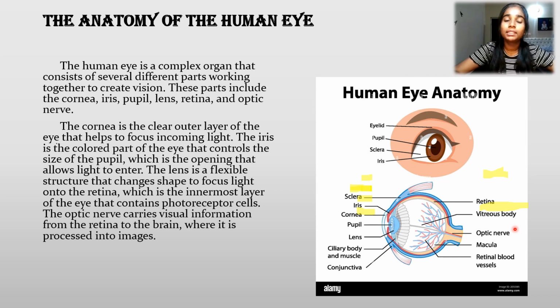The lens is a flexible structure that changes shape to focus light onto the retina, which is the innermost layer of the eye that consists of the photoreceptor cells. The optic nerve carries visual information from the retina to the brain, where it is processed into the image.